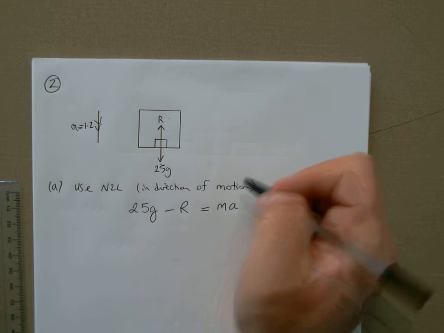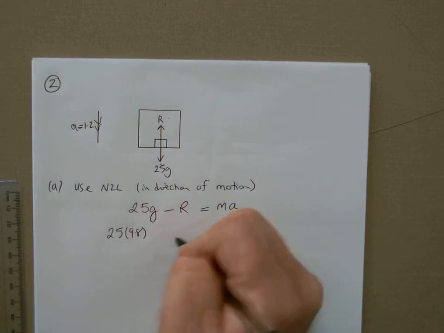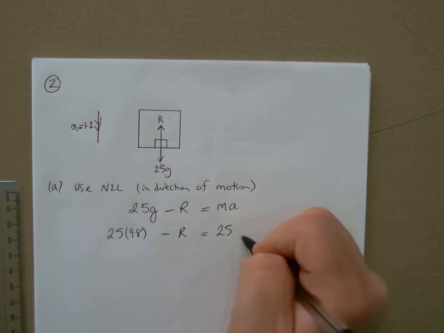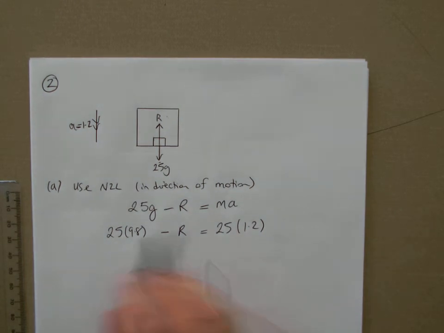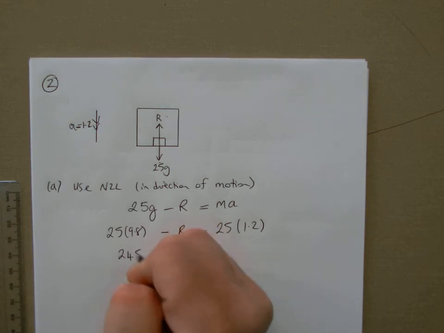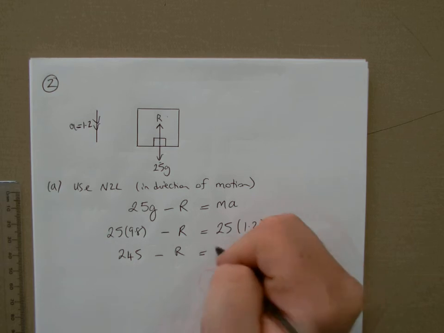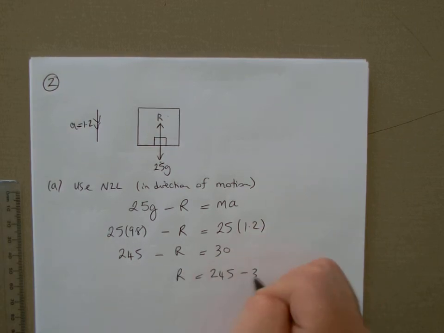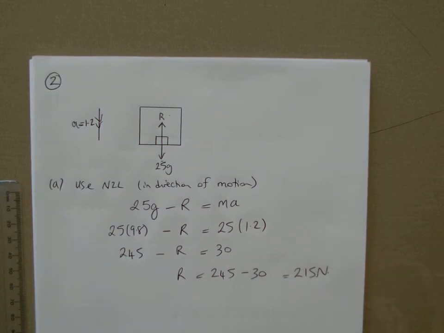In this case, we know g is 9.8. We want to work out the reaction. We know the mass is 25 and the acceleration is 1.2. So all you've got to do is rearrange this. 25 times 9.8 is 245. 25 times 1.2 is 30. So if we rearrange that, we get 245 take away 30, which is 215 newtons. That's the reaction from the floor of the lift.